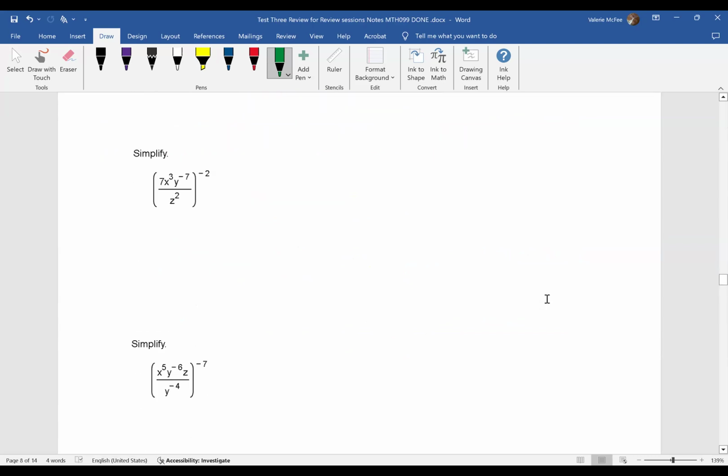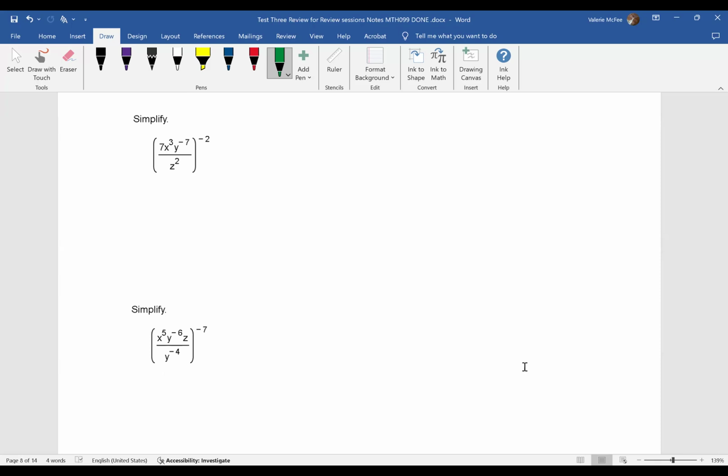All right, simplify. In these questions, we always want you to leave your answers with positive exponents. I'll give you a minute to get that done. Actually, there's two of them here. You should have these papers already from your teacher, so you should have them in front of you. Hopefully the work is done already.